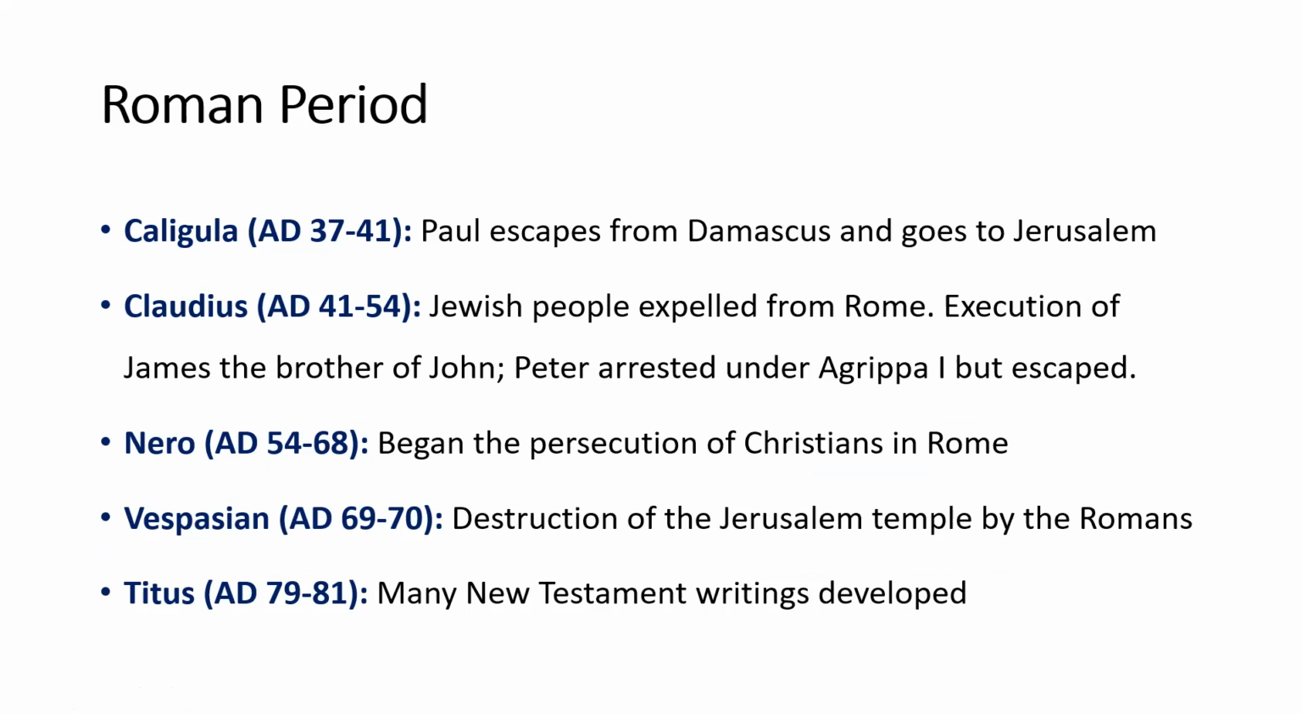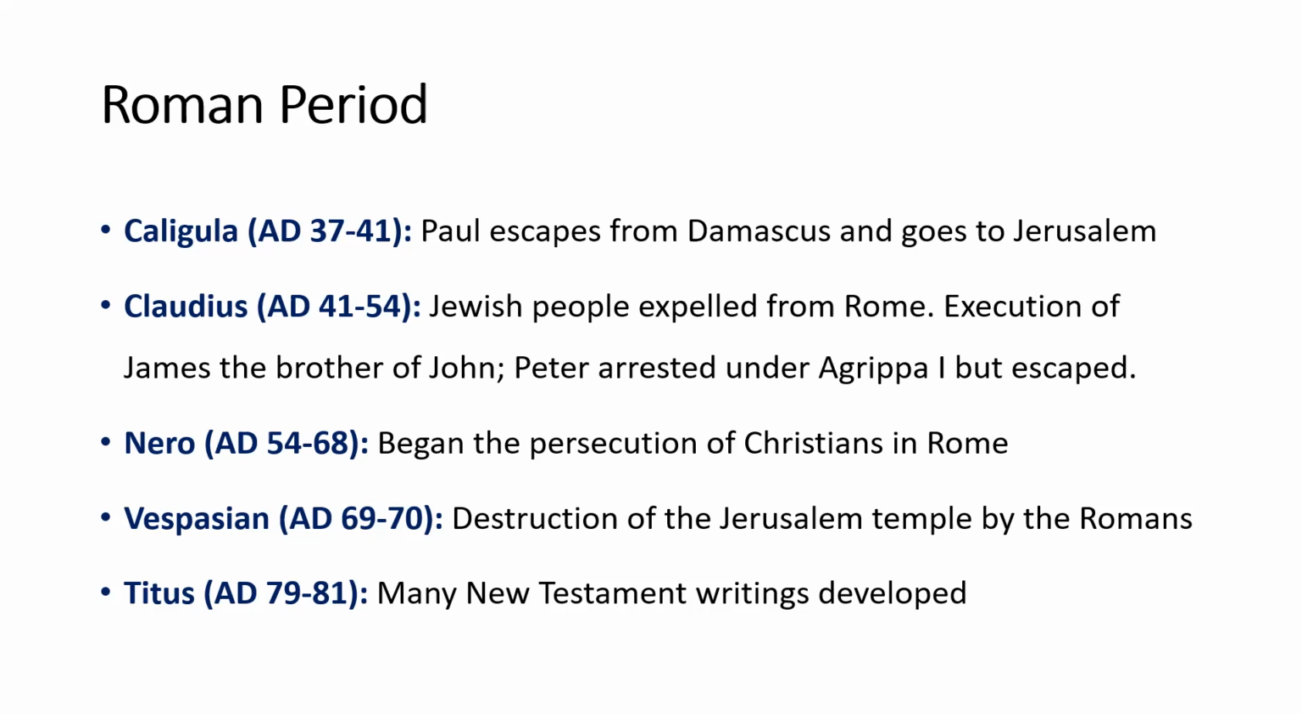Then Claudius, AD 41 to 54. What happens during his period? Jewish people expelled from Rome. Execution of James, the brother of John. Peter arrested under Agrippa I but escaped. All these you read in the book of Acts.